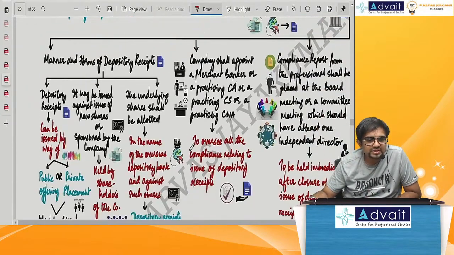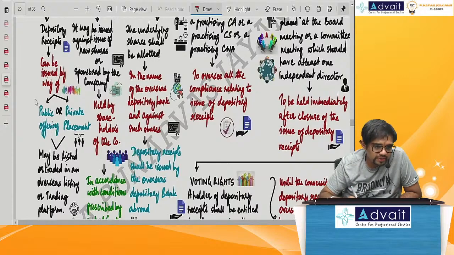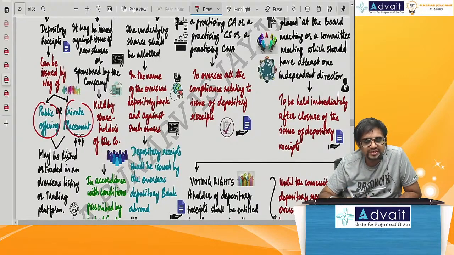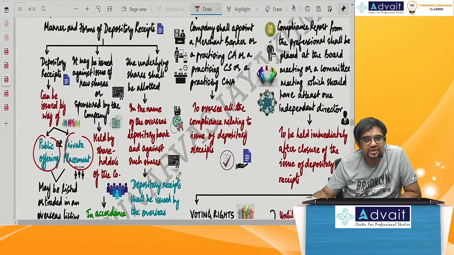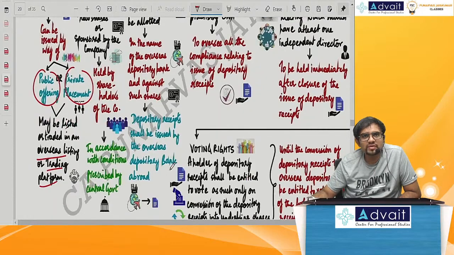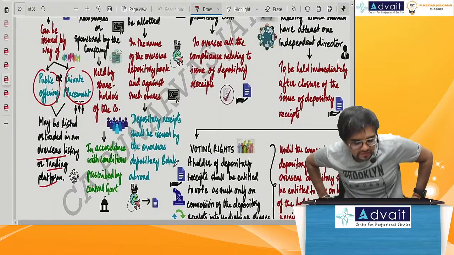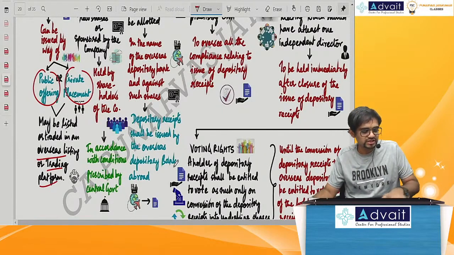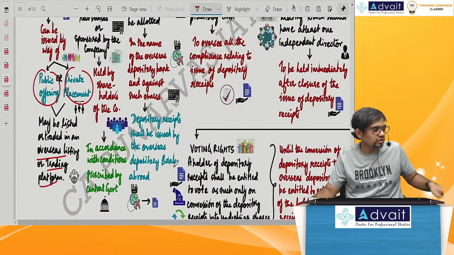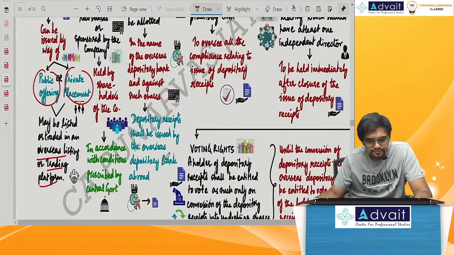Manner and form: the depository receipts can be by way of public offering, or by way of private placement, in an overseas listing or a trading platform. On a stock exchange you can trade. It can also be issued against new securities. Can the people who hold the depository receipts have voting power? No. It is only based on the share value as such. They do not have any power to vote. Voting power is not there, guys.